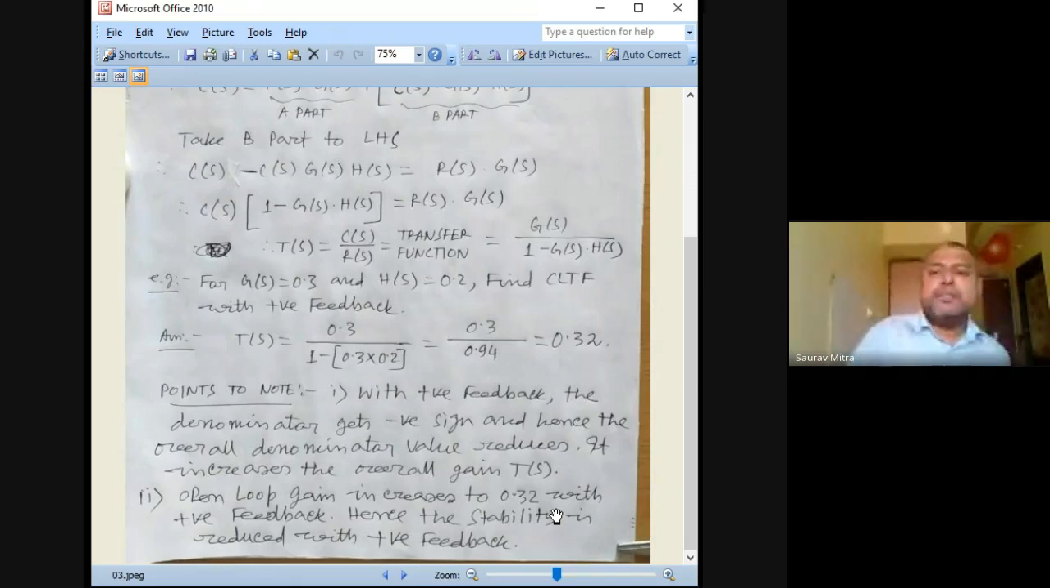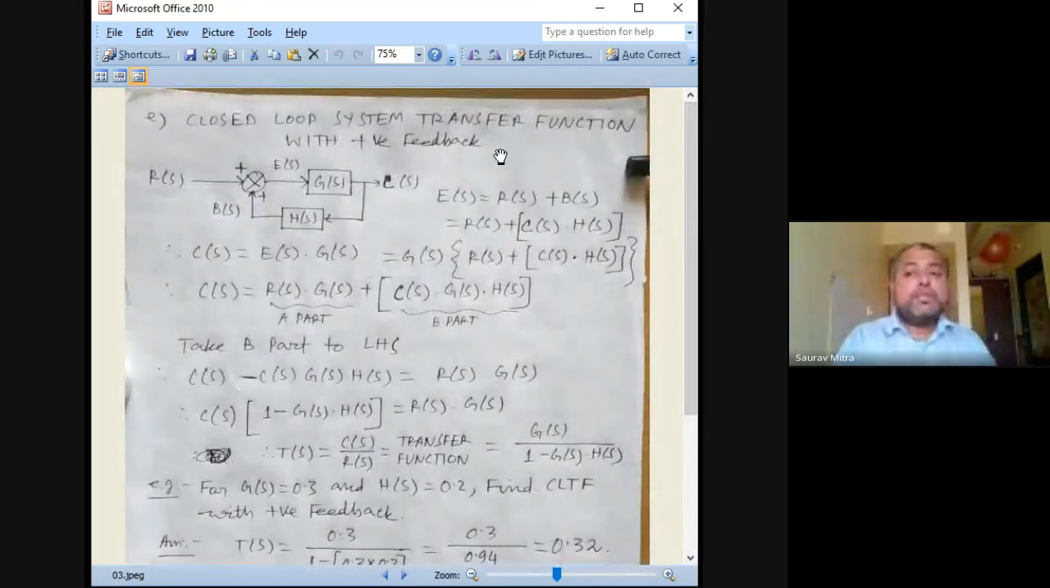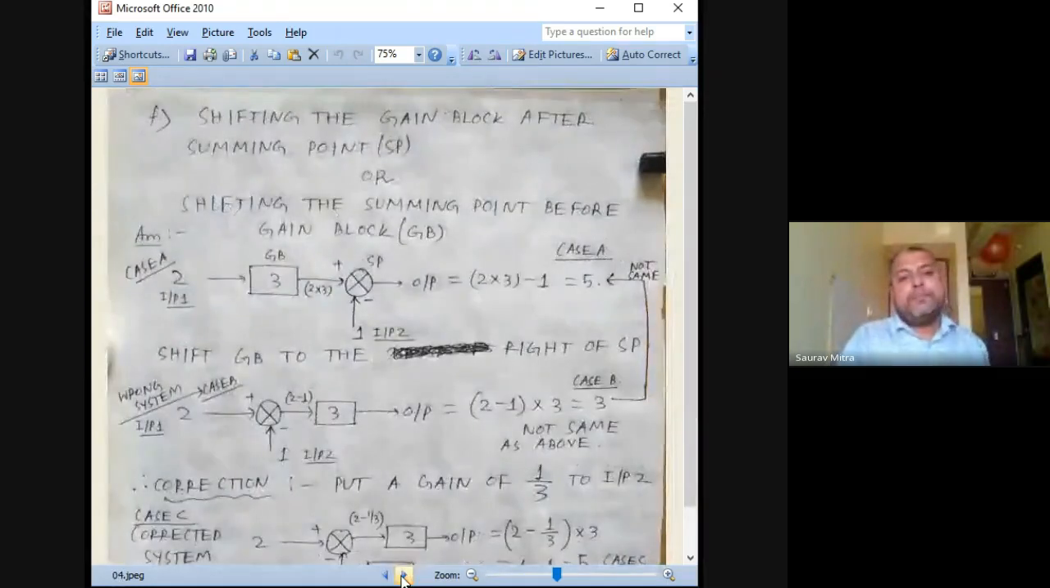So in comparison, we can say that whenever it is negative feedback, the overall gain reduces. Whenever it is positive feedback, the overall gain increases. In case of negative feedback, whenever the gain reduces, it increases the stability. And in positive feedback, whenever the gain increases, it reduces the system stability. So this is the comparison between open loop system and closed loop system. We have done that. And in closed loop system also, positive feedback and negative feedback. So that difference you should know.